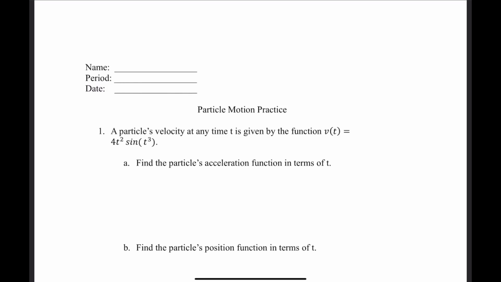Okay, today's video is on particle motion practice. So number 1 reads, a particle's velocity at any time t is given by the function v of t equals 4t squared times sine t to the third. So this is the velocity function. And part A reads, find a particle's acceleration function in terms of t.